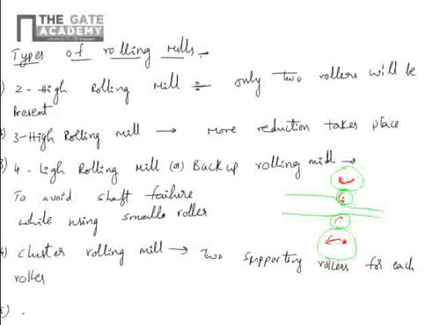Next, the fifth one is the planetary rolling mill. This is entirely different from the earlier ones. Here smaller rollers are fixed to one big roller. Maximum reduction takes place in this.